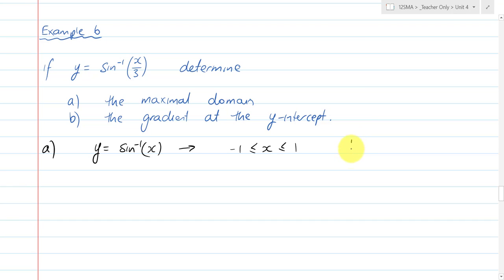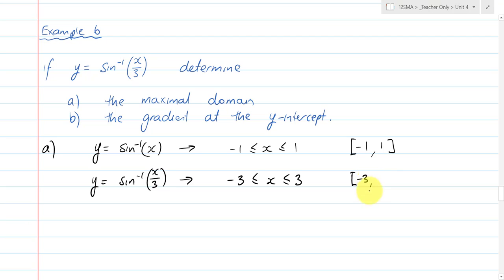This can also be written as square brackets -1, comma 1, and it is square brackets because if you flip it around to x equals sine of y, we get y's maximums 1 and -1. And then if we do the dilation of x over 3, that's a dilation of 3 horizontally, stretching it out, so we get -3 less than or equal to x less than or equal to 3, or -3 to 3. Of course, we could still add values in there, and that might change things a bit more if we so desired.